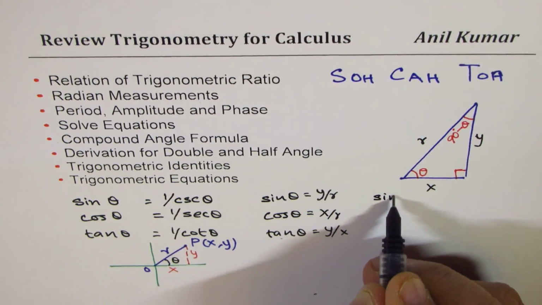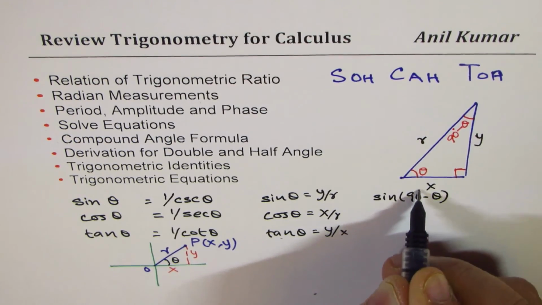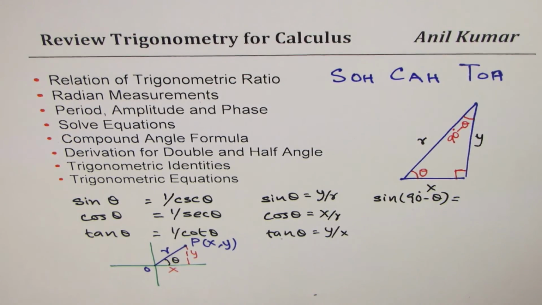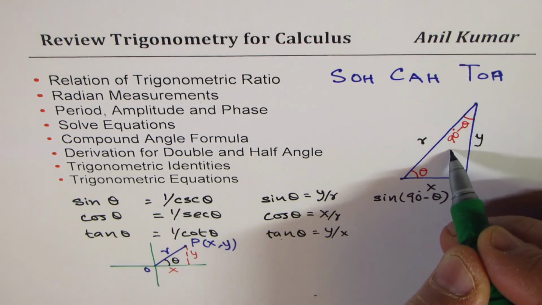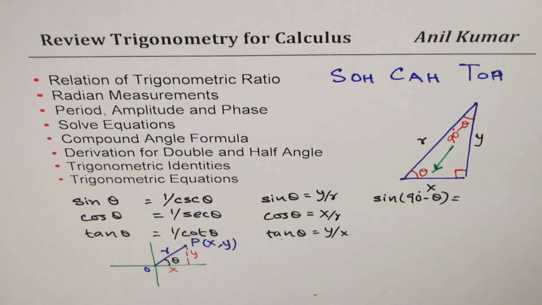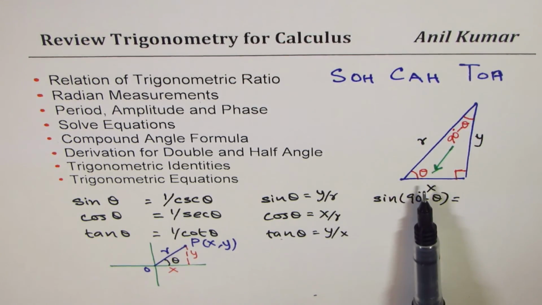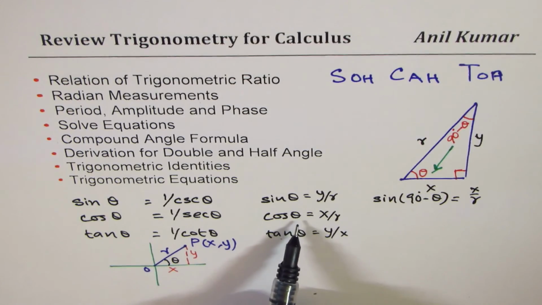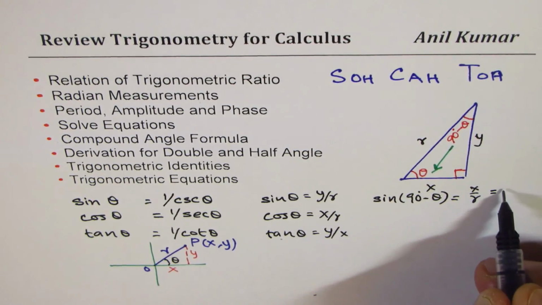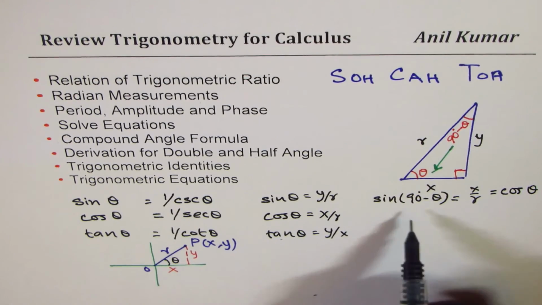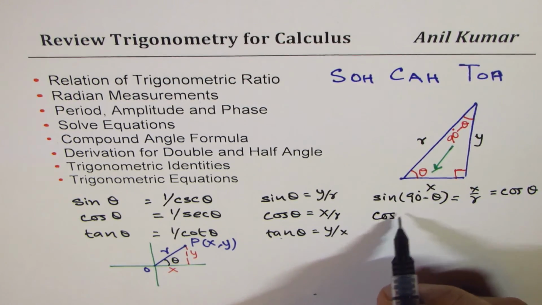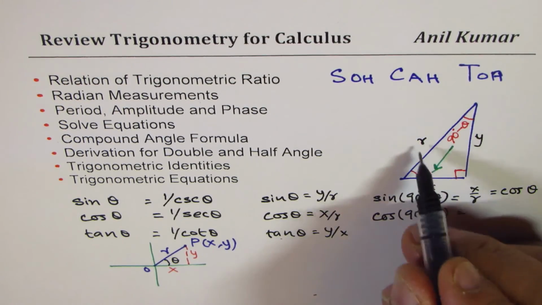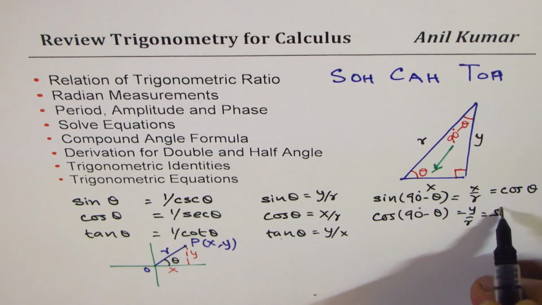What is sine 90 minus theta? So we are talking about degrees for the time being. Then you have to look from the side which has angle 90 minus theta. So the opposite side is this one, right? So if that is the opposite side, then sine 90 minus theta will be x over r. You can see x over r is cos theta, so I could write this as cos theta. Do you see that? Similarly, if I want to write what is cos of 90 degrees minus theta, cos of 90 minus theta is y over r, which is sine theta, right?